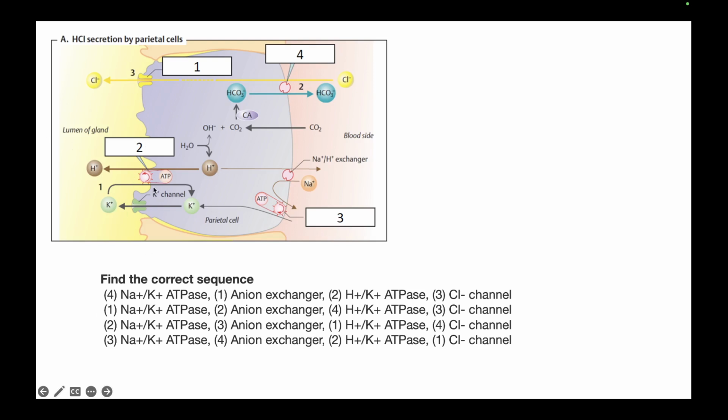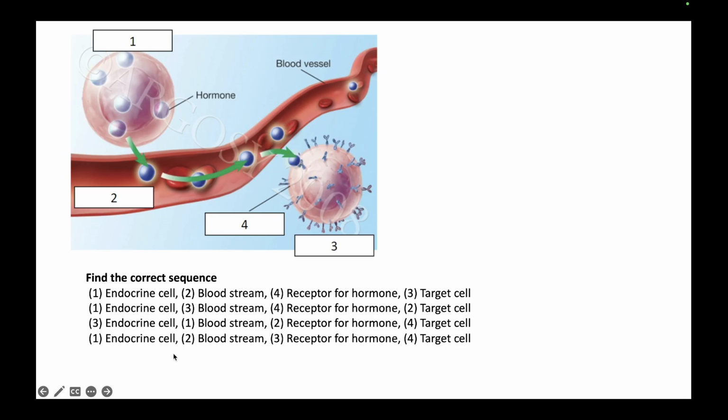So here we are having the potassium and hydrogen ATPase pump. Here we are having the sodium potassium ATPase pump. Here we are having this anion exchanger, and this one is having a chloride channel, and that's how the HCl secretion happens.